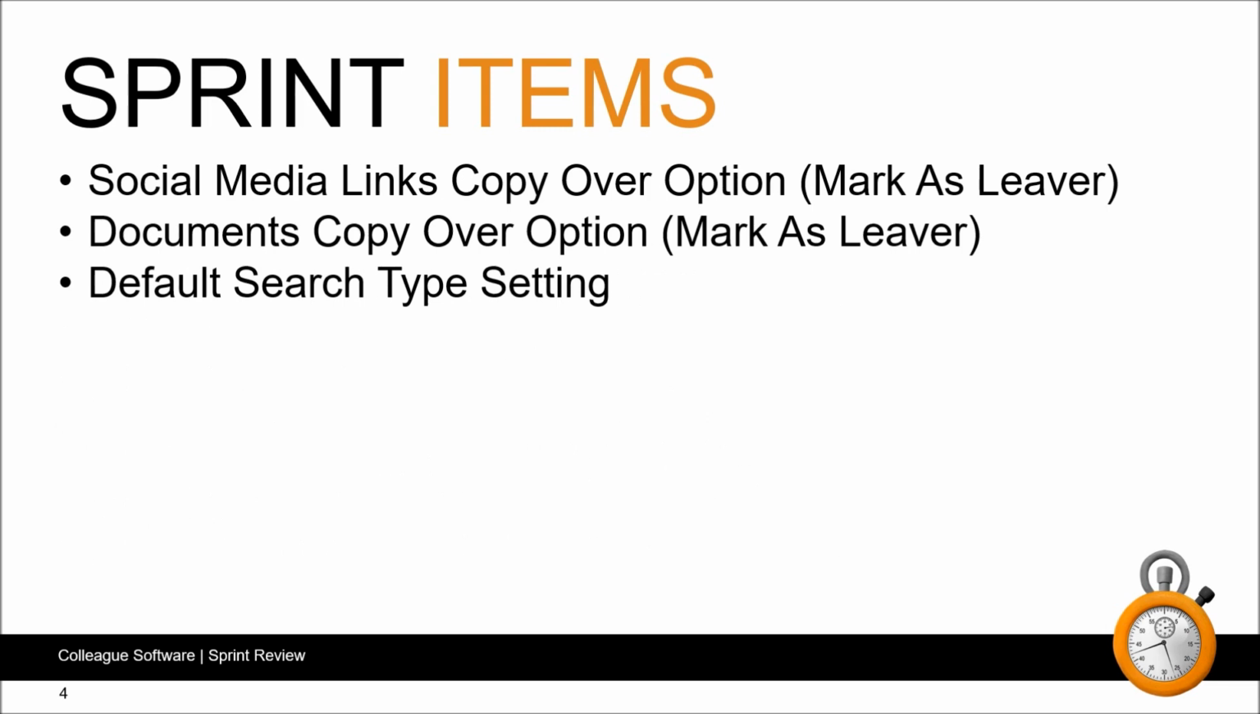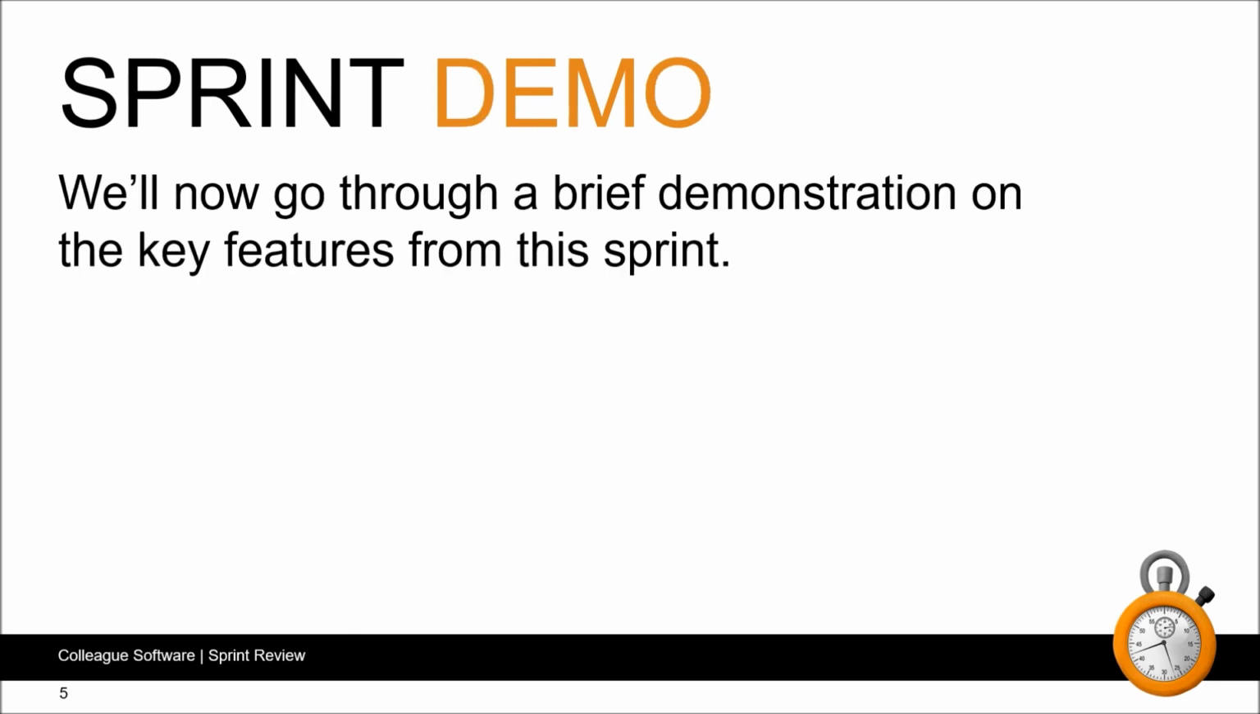We've added the option to copy social media links and documents when running the markers lever feature. And we'll now be allowing for a default search entity type setting. We'll now go for a brief demonstration on the key features from this sprint.